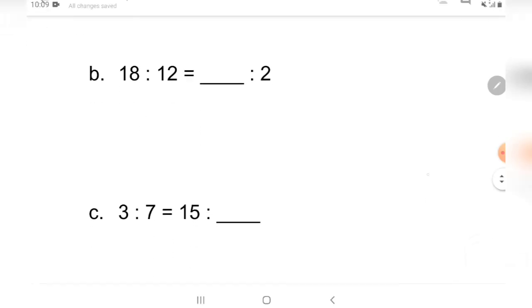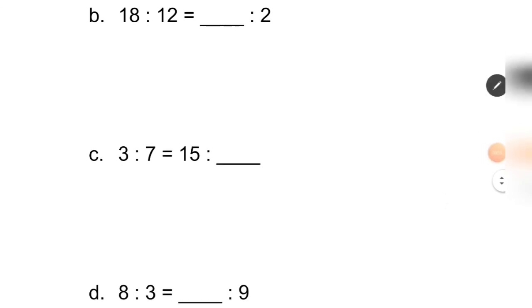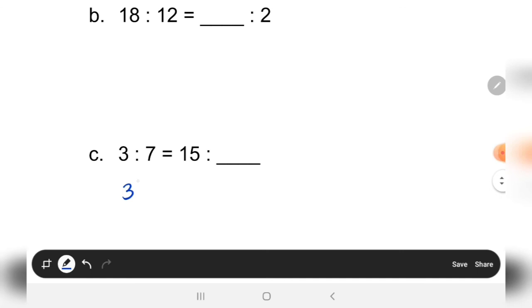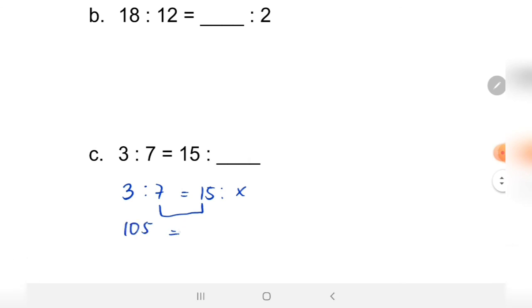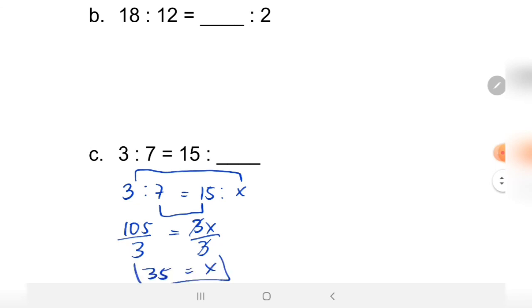Next, letter C. 3 to 7 equals 15 to x. 7 times 15, that is 105, equals, multiply the extreme, that is 3x, eliminate 3 by dividing it, and then we got only x here, and then the answer is 35.